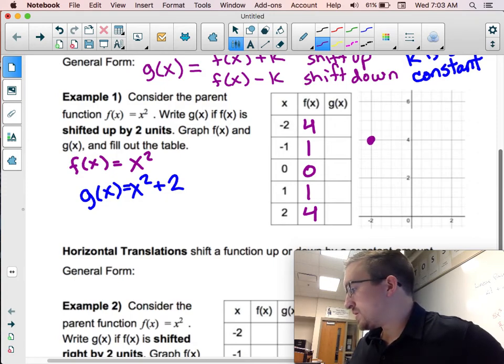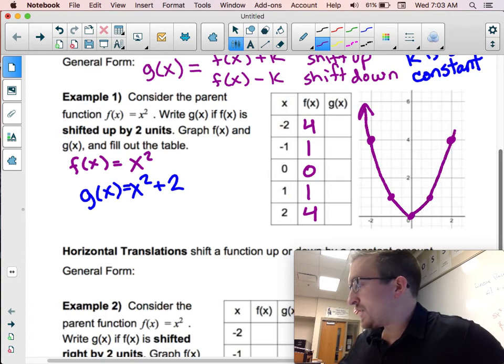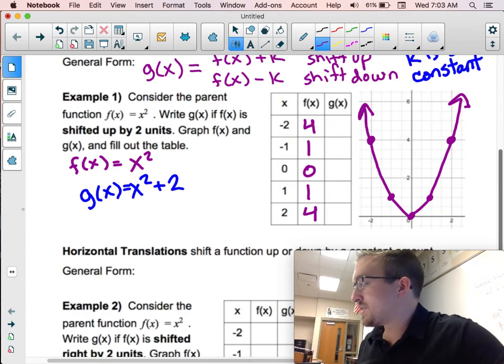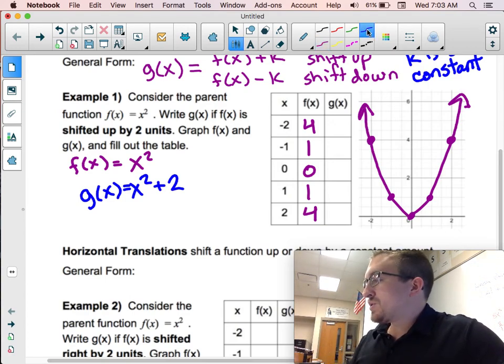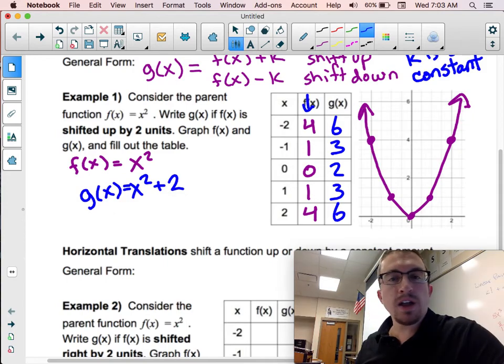Negative 2, 4, negative 1, 1, 0, 0, 1, 1, and 2, 4. Notice this is hopefully a familiar quadratic. It's symmetric. Its vertex is right there at the origin. And it doesn't matter if you square negative 2 on the left side, it has the same symmetric value as squaring positive 2. Now, if you want with these functions, I'll do this in blue, we can just take all these values. I can take this 4 right here, and I can just shift it up by 2 to 6. Shift 1 up by 2, 0 up by 2, 1 up by 2 again, and 4 up by 2 again. And this is a valid way to perform this function.